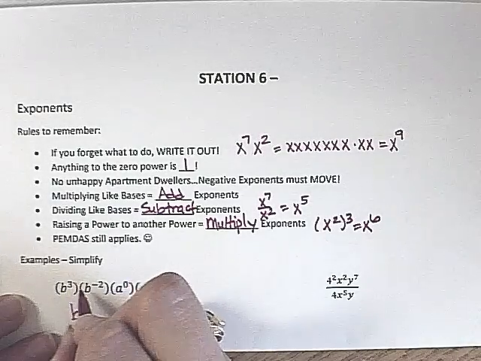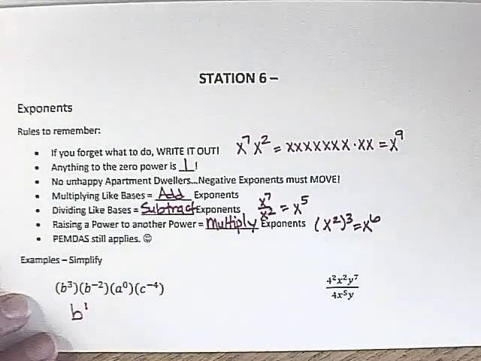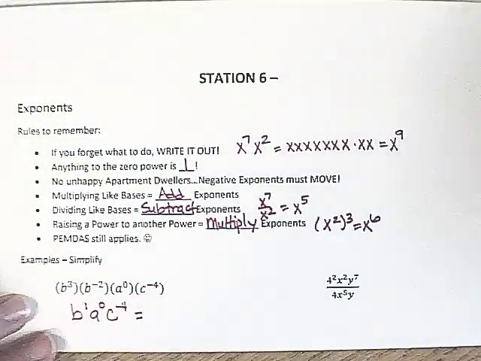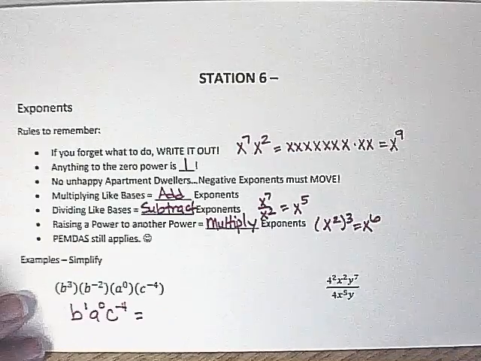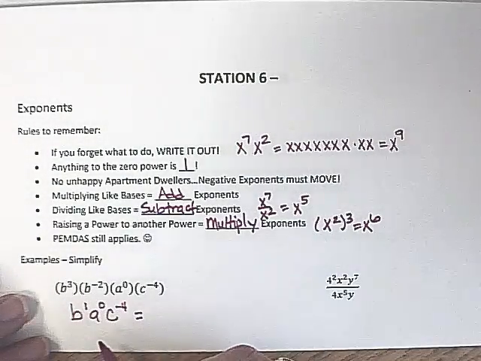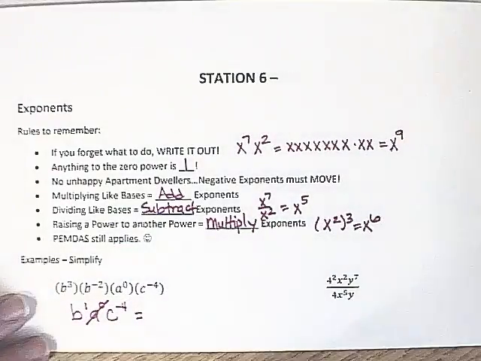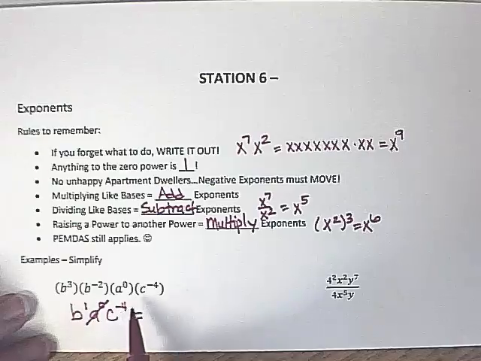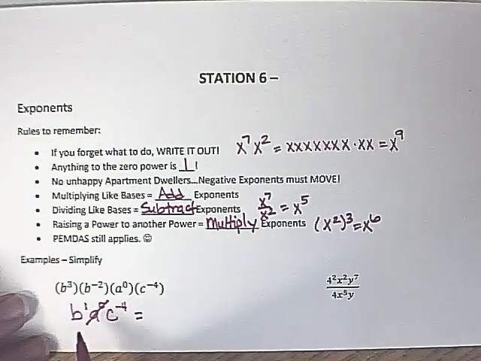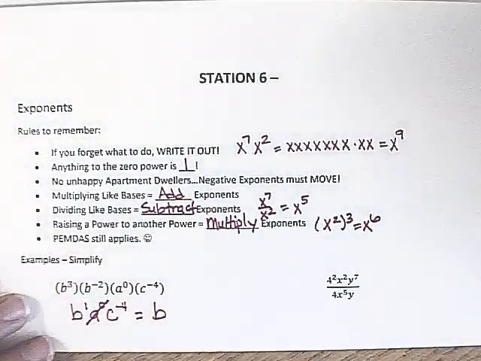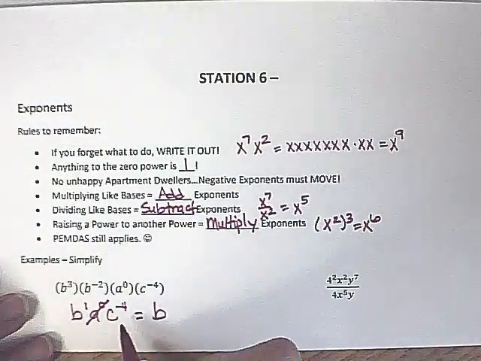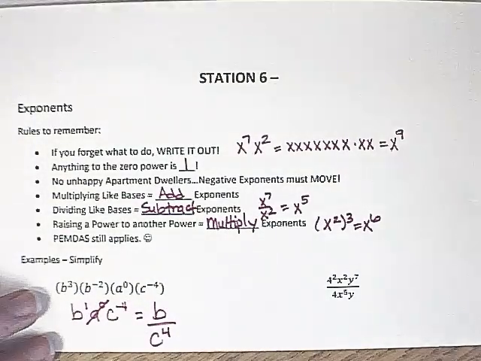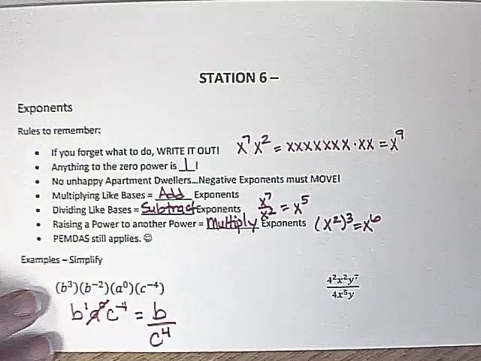So b, 3 plus negative 2 would make b to the 1st, a to the 0, and c to the negative 4. Now I see 0 exponents. So anything to the 0 power is 1, which means I can get rid of this term completely because that's like saying b times 1 times c to the negative 4th, and multiplying by 1 does not change anything. I'm going to leave the b alone because he's happy in his apartment, and c to the negative 4th is unhappy, so I'm going to move him down and make the exponent positive. And that's the solution to this problem.